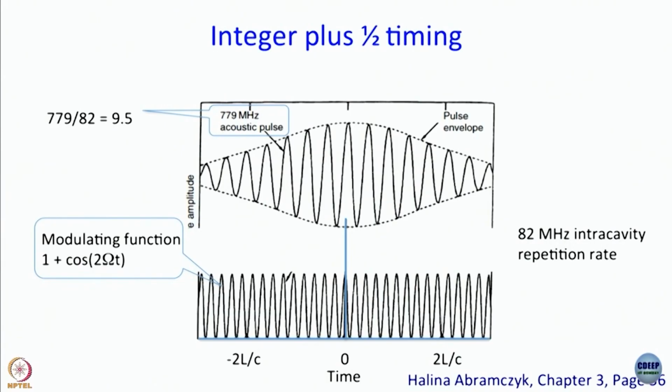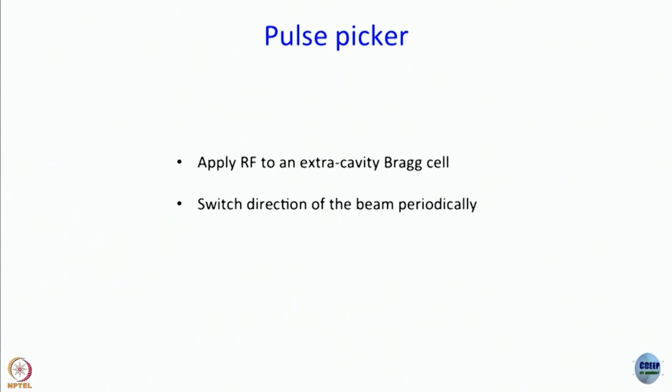Now, we will go on to something else, and that is something we use in our lab, a pulse picker. The operation of a pulse picker is very similar to what we have discussed so far, with one exception. In an actively mode locked laser, or even a passively mode locked laser, where is the mode locker? Yeah?